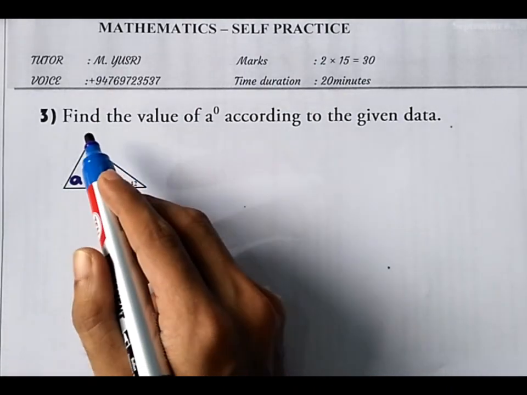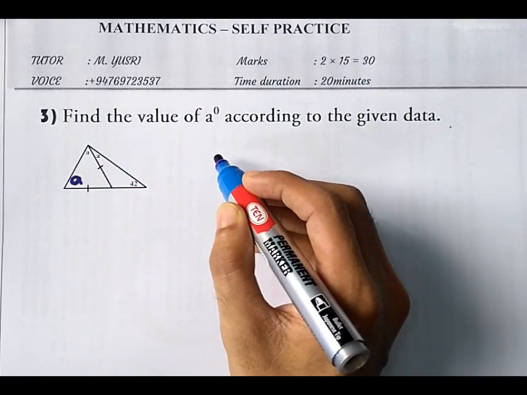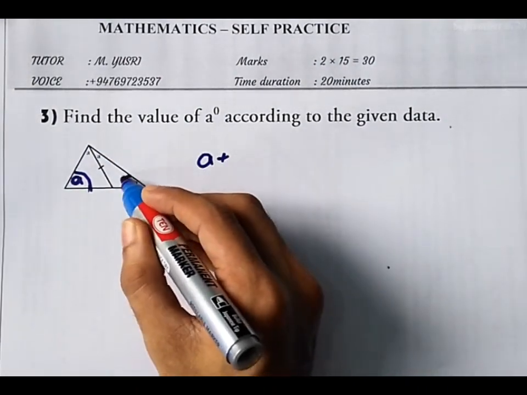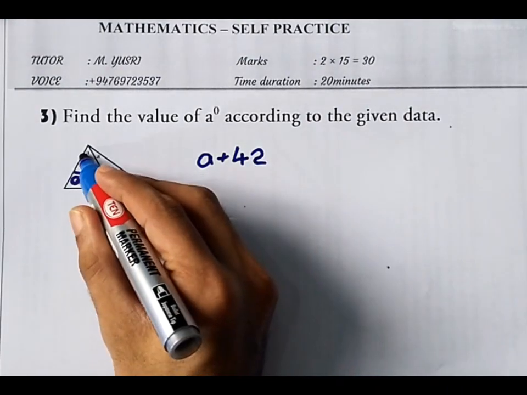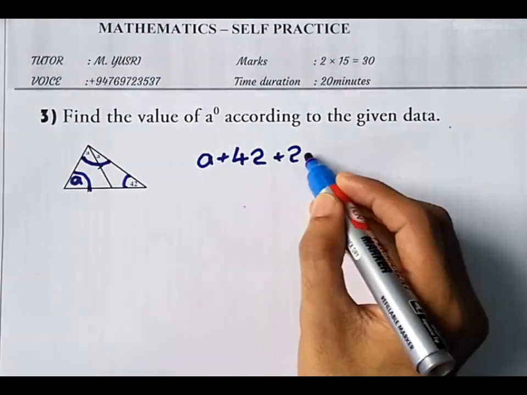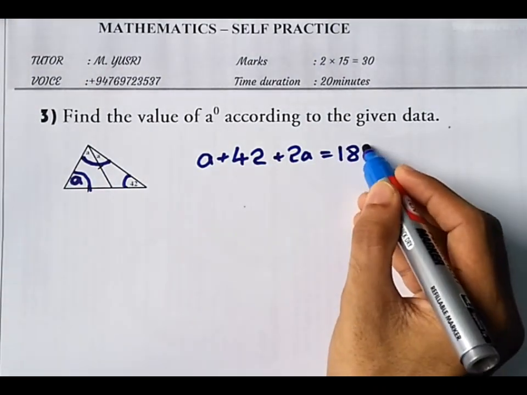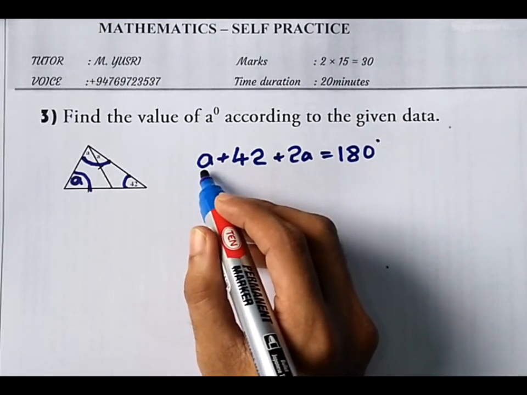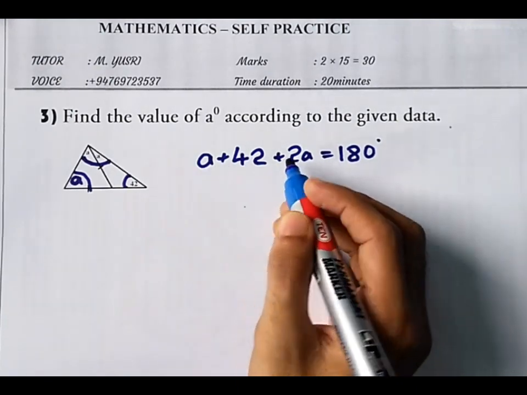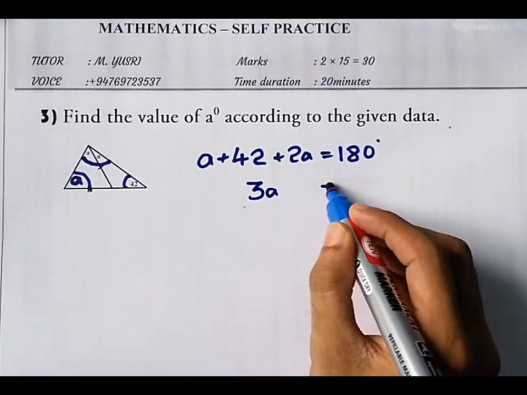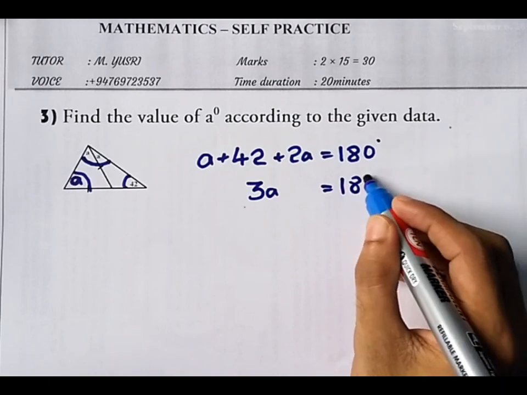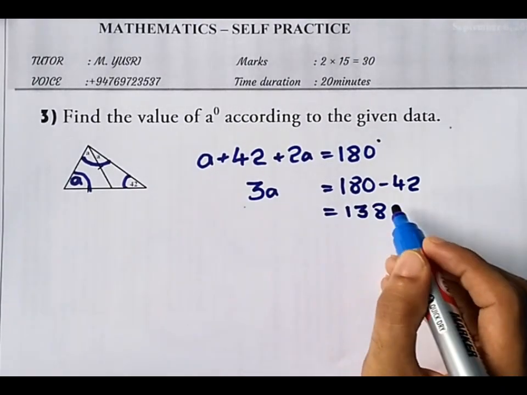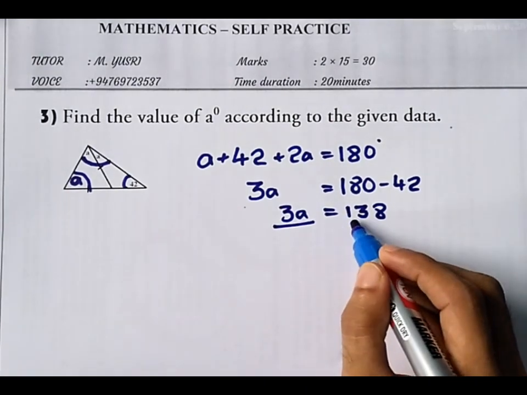So the sum of the interior angles of a triangle is equal to 180. So the first angle is A, and the second one is 42, and the third one, just we have to join them both together. So 2A is equal to how much? 180, and you have to write down the reason, sum of the interior angles of a triangle. So now here you can see there are two like terms. A plus 2A is 3A. Plus 42, if we take that to the right, then there will be minus 42. So 180 minus 42 is 138. Now just we have to divide them both by 3.